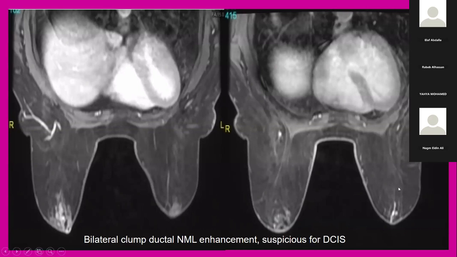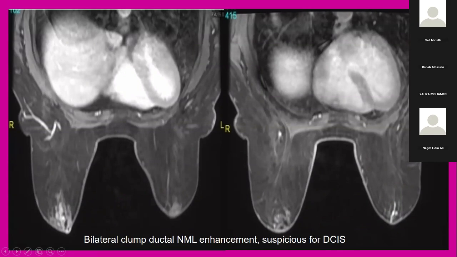In the subtracted images, the ductal clumped enhancement is much clearer. You can see it here. Sorry, it is a native. It is not subtracted. It is a native but fat suppressed image. Sorry for the confusion. This is the clumped ductal enhancement on the left, and here on the right side.